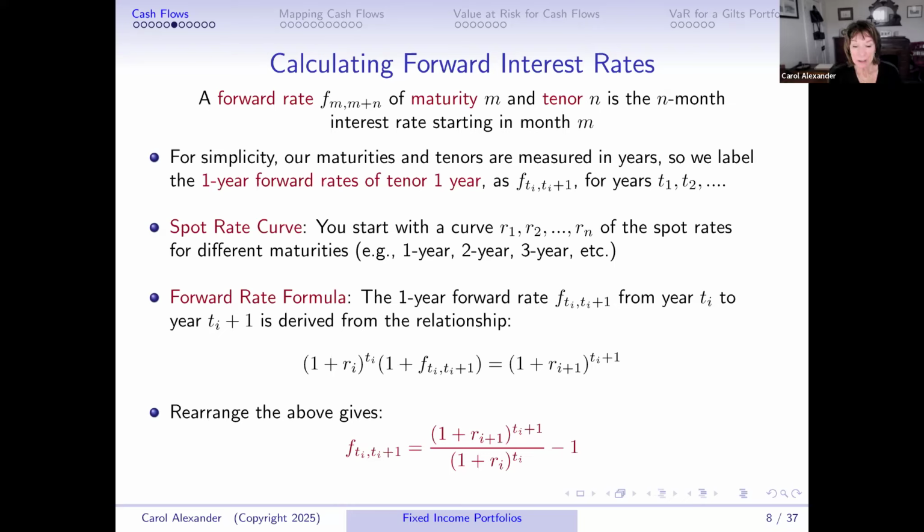And so what we can do is take the 1 plus Ri over to the right-hand side, and we get this term here, 1 plus Ri plus 1 to the power Ti plus 1 divided by 1 plus Ri to the power Ti, but that is 1 plus the forward rate. So we take off 1 on the right-hand side, and that's our formula.